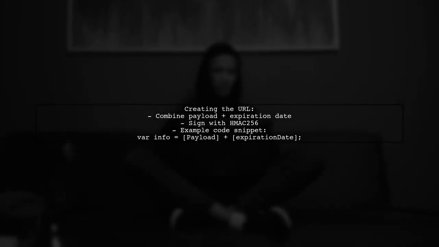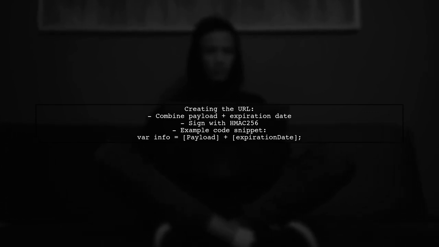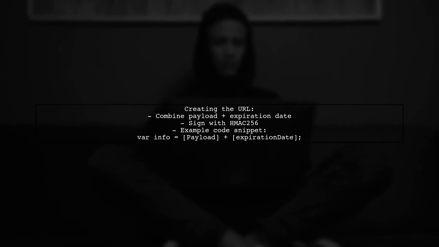You can create your URL by combining the payload information with the expiration date, then signing it using HMAC-SHA256 or any preferred algorithm.